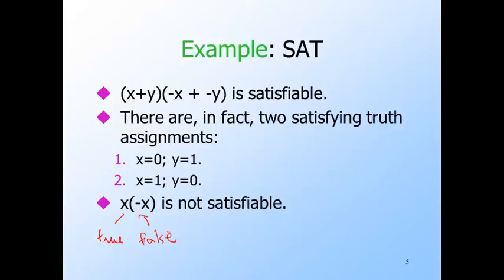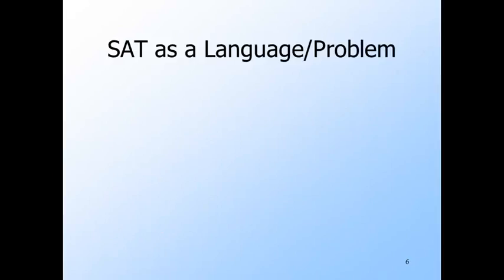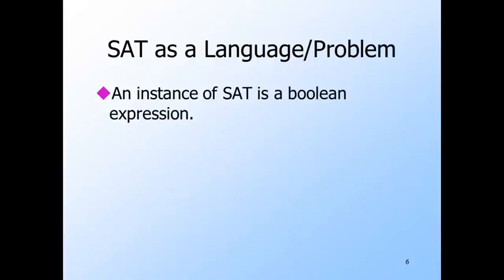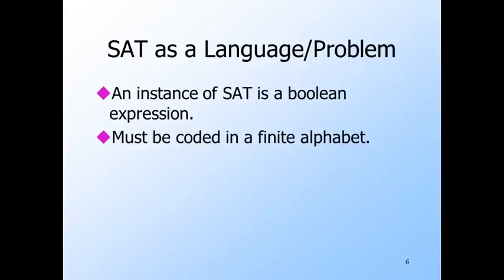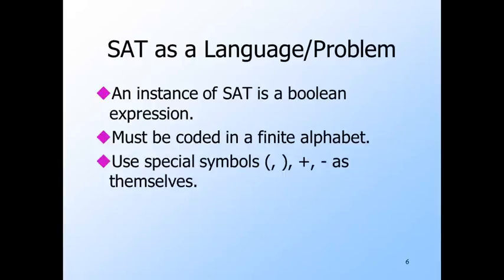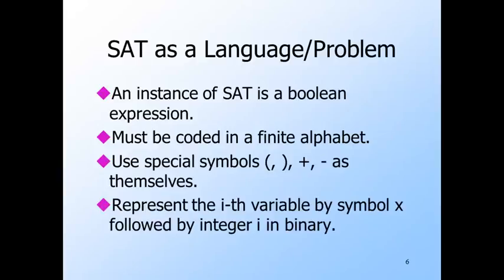We must see the SAT problem as a language, just like all the other problems we've discussed. First, the instances of the SAT problem are all the Boolean expressions. Since expressions can have any number of variables, we must code expressions in a finite alphabet. The parentheses, the plus and minus, can represent themselves, but we need to have a scheme for representing variables. We'll represent the ith variable by the symbol x followed by i in binary.